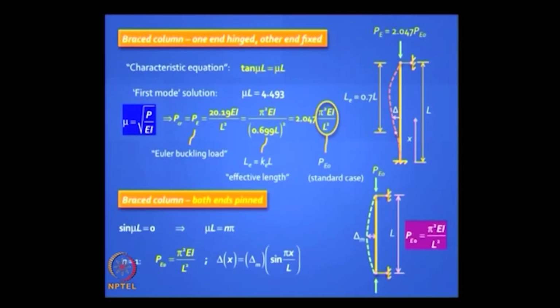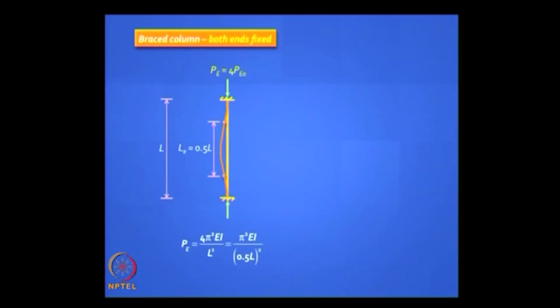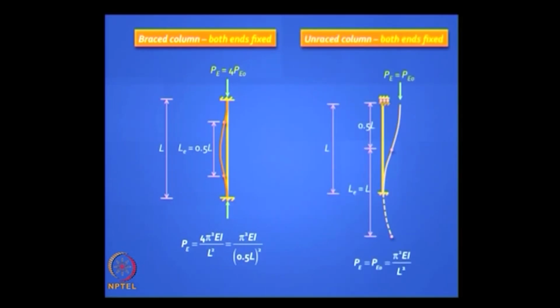So similarly for a braced column, for both ends pinned, you know that the mode shape is sinusoidal. This is the standard solution. If you have both ends fixed, you know the effective length ratio is 0.5, and so you get 4 times the standard case critical buckling load. If you have a guided fixed support, it's very interesting. That is, the bottom is fixed, the top is fixed, but the top is free to translate.